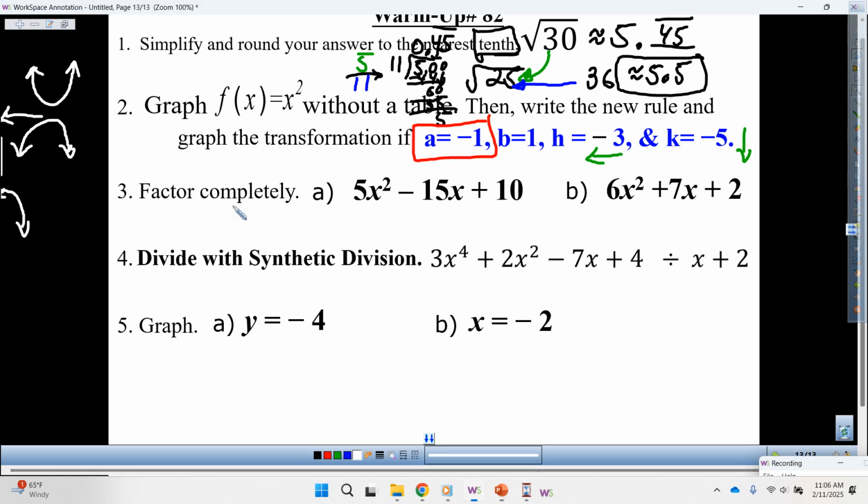All right. Let's go to number 3, factor completely. Let's see if we remember. Is it in standard form? Yes. Do I have a GCF? Yes. 5x squared minus 3x plus 2.